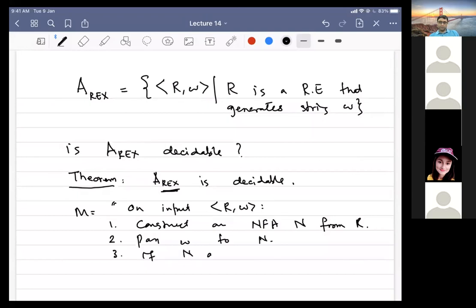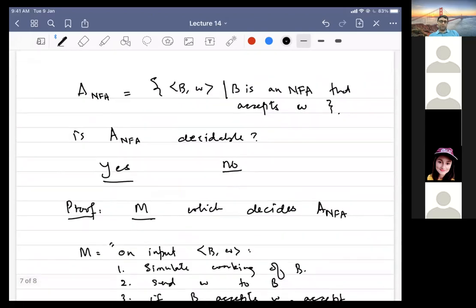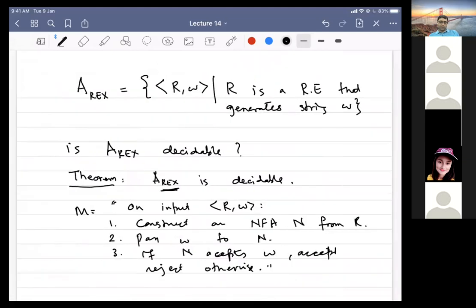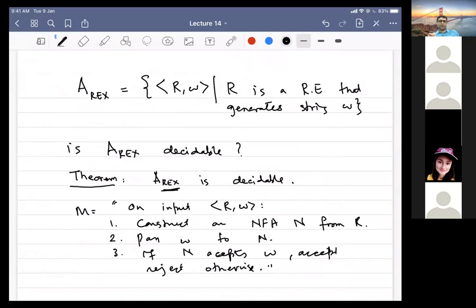If N accepts W, accept. Right, because we know that given any regular expression, we can always construct an NFA from it. And we just proved in the previous theorem that the language A-NFA is decidable. So if I can convert a regular expression into an NFA, then I can use the result from A-NFA. Since A-NFA is decidable, and I can convert a regular expression into an NFA, this is enough. So this is the proof.